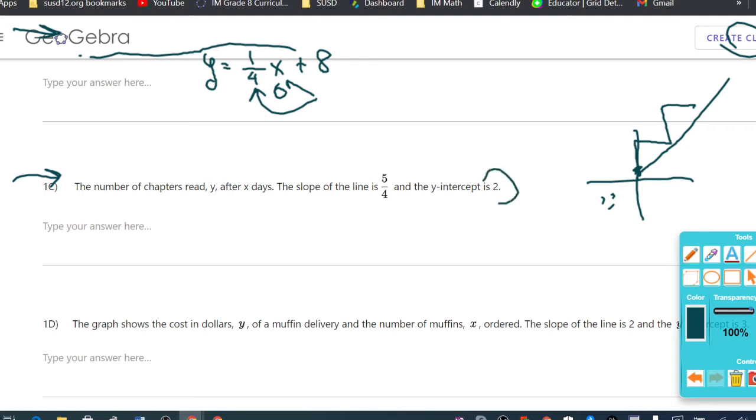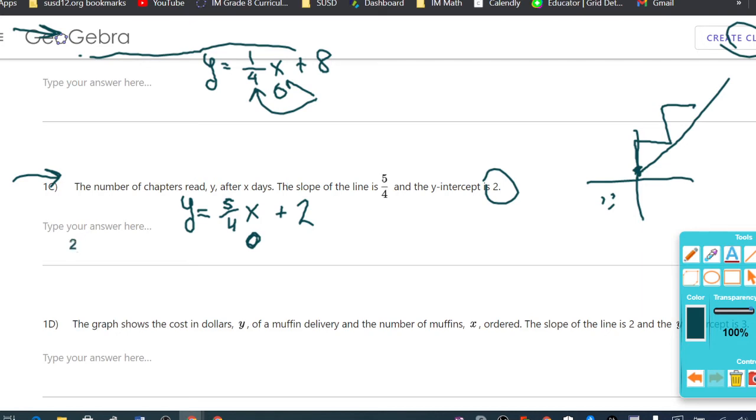So if the y-intercept is 2, what would that mean? Let's write our equation. Y is the chapters read after x days. The slope is 5/4. So if it's 5/4 times x days, then I think that's how many chapters per day. And the y-intercept is 2. So if there's no days, if x equals 0, if no days have occurred, then that means at the very start, y equals 2. 2 chapters were read initially. 2 chapters were read from the very start because we've got this y-intercept here.